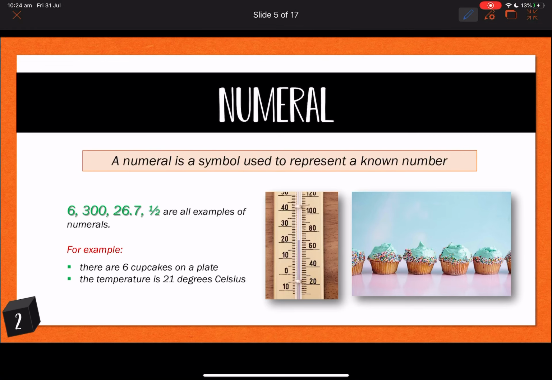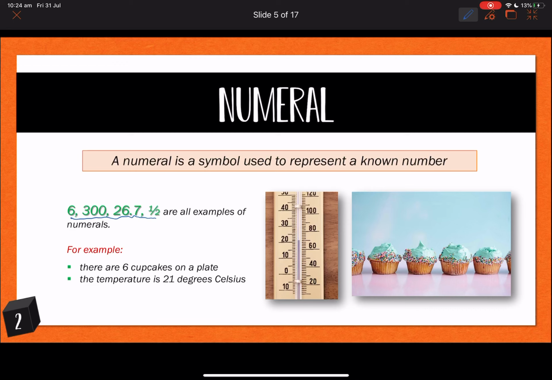So you would have come across numerals before. So 6, 300, 26.7, 1/2, they are all examples of numerals, okay? So they're just known numbers. Another example is 7, a known number for the number of days we have in a week. Or 12 is the numeral for how many months we have in the year.